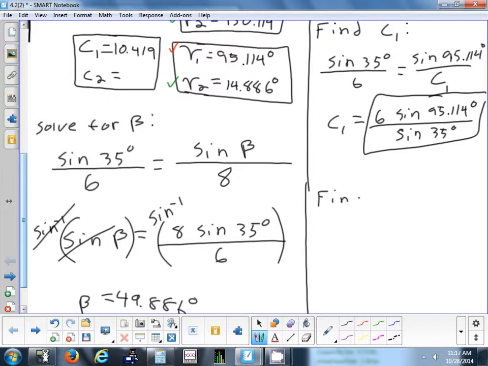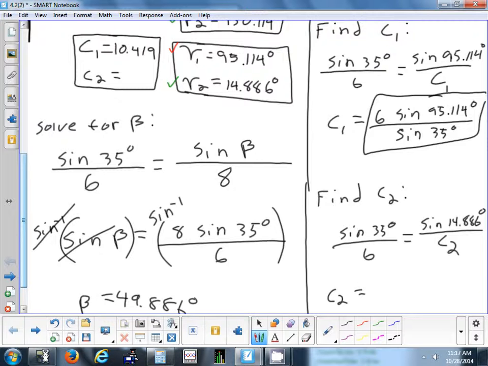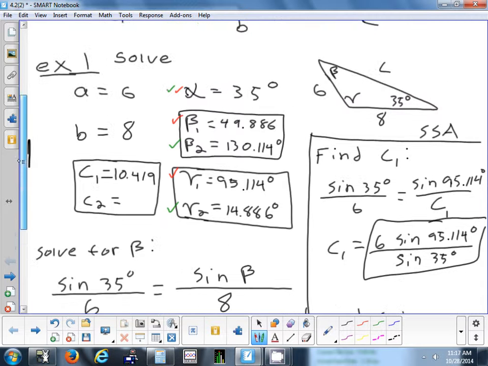Okay, so now let's find C2. We're going to start out the same on the left. Sine 35 over 6. And now it's going to be sine of 14.886 divided by C2. All right, so C2 is going to be the product of 6 sine 14.886 divided by sine 35. 2.687. Okay, what do we got this time? 2.687. Okay, we'll just go with it.